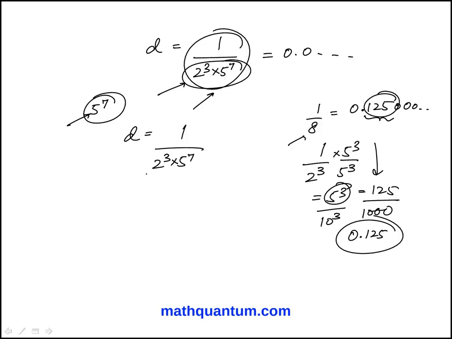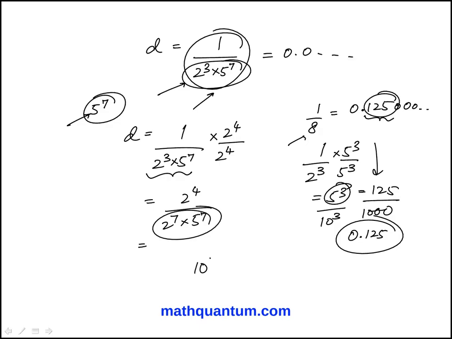So essentially, I can create 10 to the 7 here if I multiply numerator and denominator by 2 to the 4. This would be 2 to the 4, and then 2 to the 7 times 5 to the 7. This becomes 10 to the 7, and 2 to the 4 is 16. Now, essentially, you're going back 7 places from this point. But we don't really need to do that. We know that the number of non-zero digits is 2, which is answer choice B.